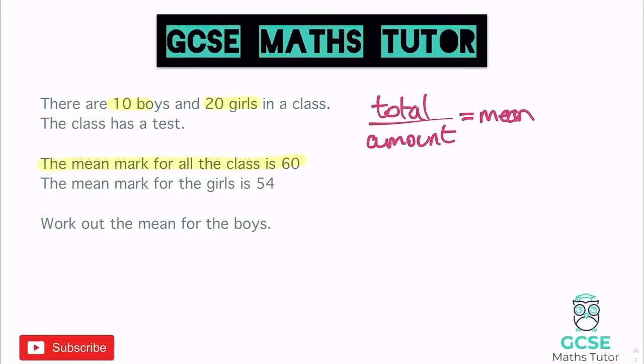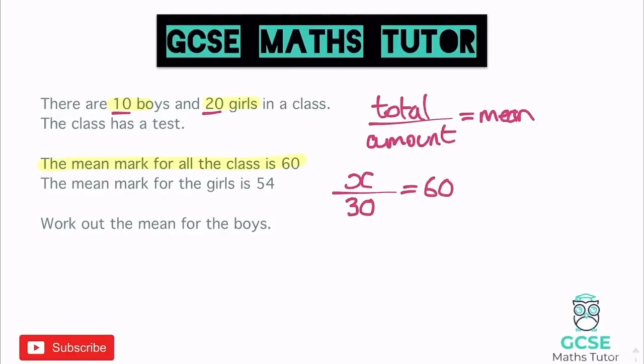If we were going to work out the mean for the whole class, we'd get their total, let's call that X, and divide it by the amount. In this case the whole class, there's 10 boys and 20 girls, so we would divide it by 30, and it would give us this mean, which it says is 60. So we're looking for a number that divides by 30 to give us the answer 60, and we can just do that in reverse. We can just do 60 times 30.